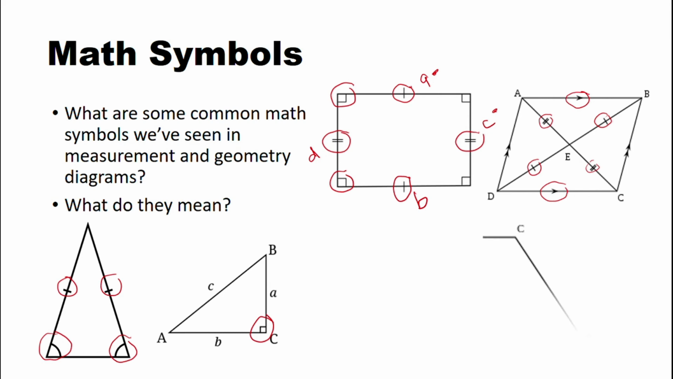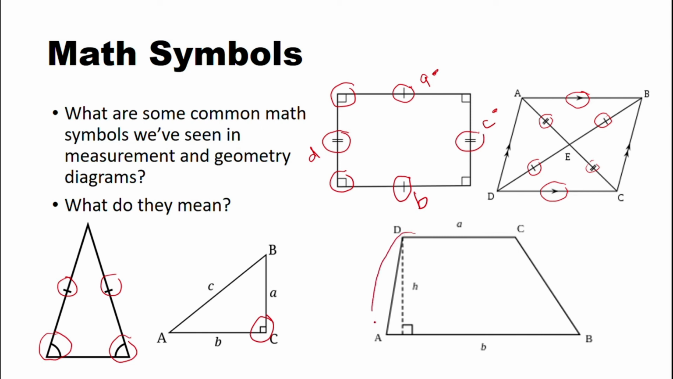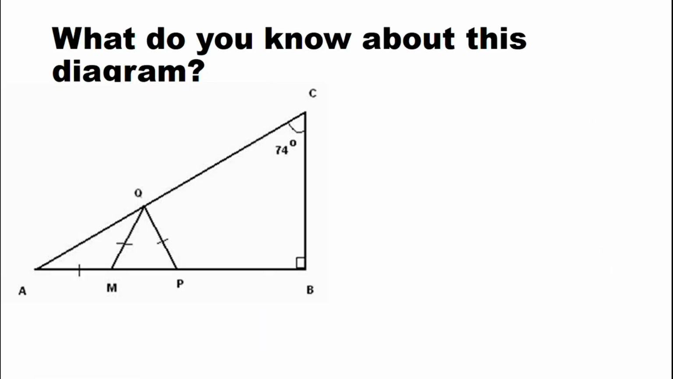And finally, let's look at a trapezoid. We don't have a lot of markings on this one, but we often see this little dotted line inside, or perhaps it could be outside of a shape like this. And that gives you the height of that shape. So those are important things that we need to remember. You might not see an H, they might just draw that dotted line and it would be there.